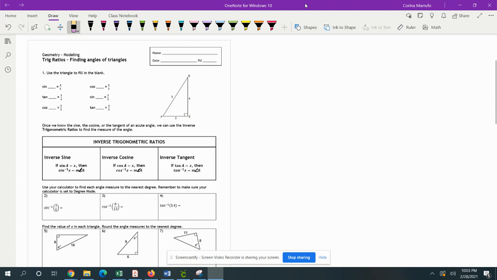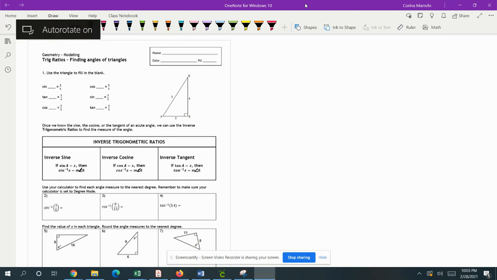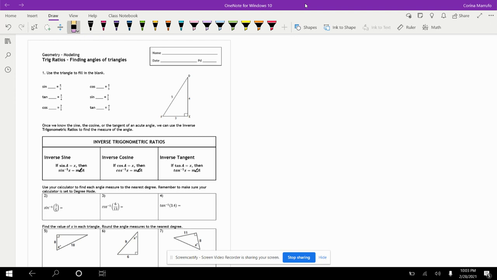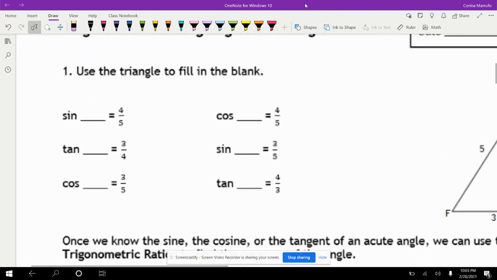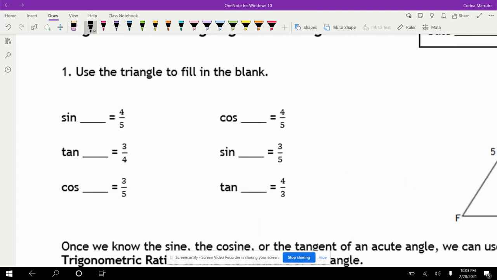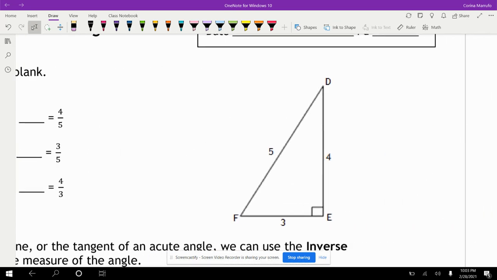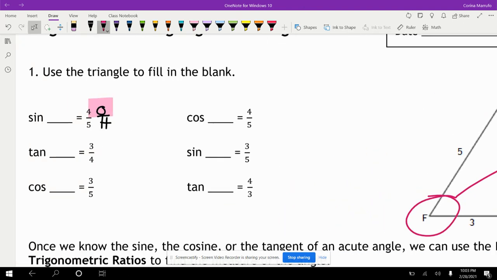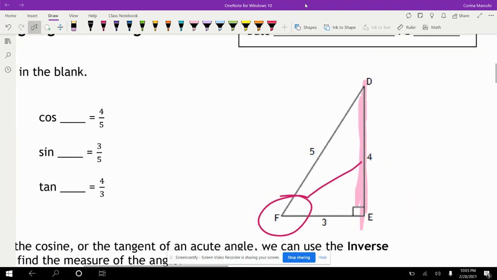Okay, so here it says use a triangle to fill in the blank. Here we have sine. So sine is our opposite over hypotenuse. Okay, so if we look opposite, we're looking over here. Here is a 4, and this is opposite. So we see, what angle is it opposite? Well, it's opposite angle F. So that means they're talking about the sine of angle F, not the sine of angle D.